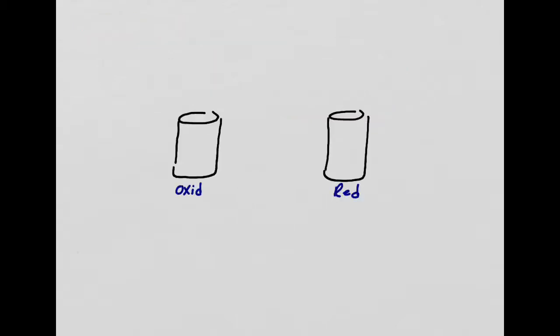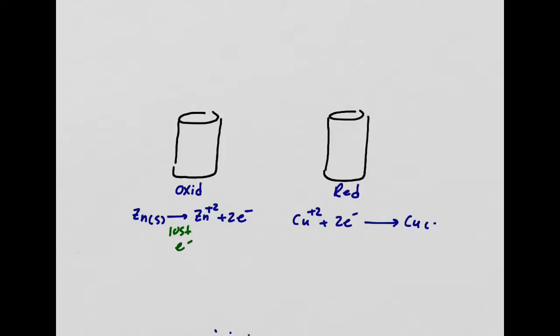So that means my oxidation was my zinc solid going to zinc 2+, and I lost 2 electrons, because remember, oxidation is loss of electrons. And my reduction was copper 2+ gaining those 2 electrons and getting reduced to copper 0, because reduction is gaining electrons. It gained electrons. So far so good?